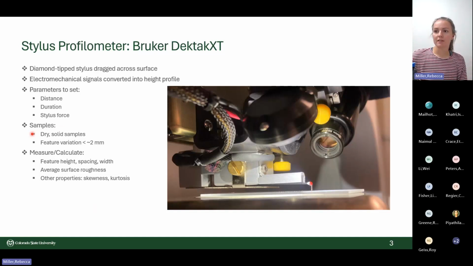Again, we need dry solid samples, and the features can't be so tall that they don't fit under the device here, kind of shown. About 2 millimeters would be maximum. In the end, you get this profile. You can calculate surface roughness from that, and a bunch of other properties.